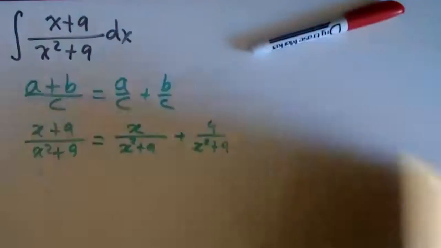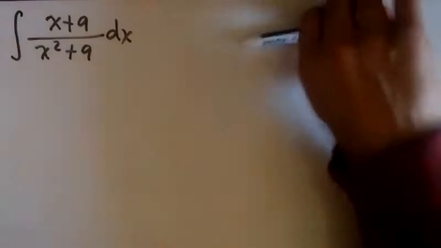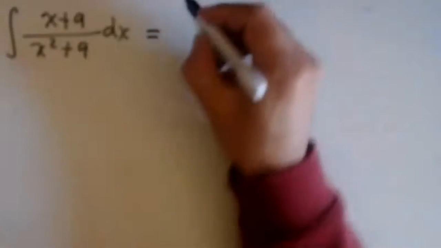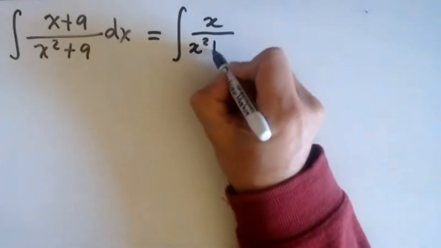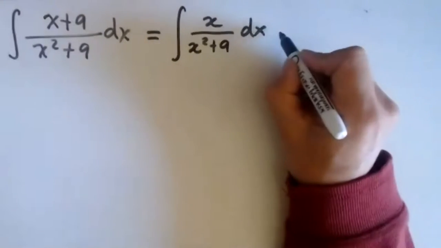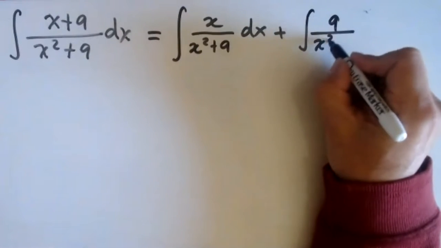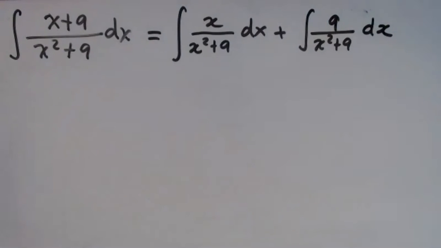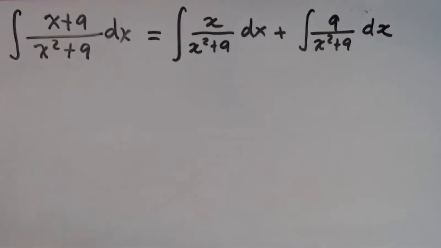So let me just write my integral as I did it right here, correct? So this is going to be the integral of x over x squared plus 9 dx plus the integral of 9 over x squared plus 9 dx. Okay? So using my algebra, I split these two, correct? Now let's see my first formula.